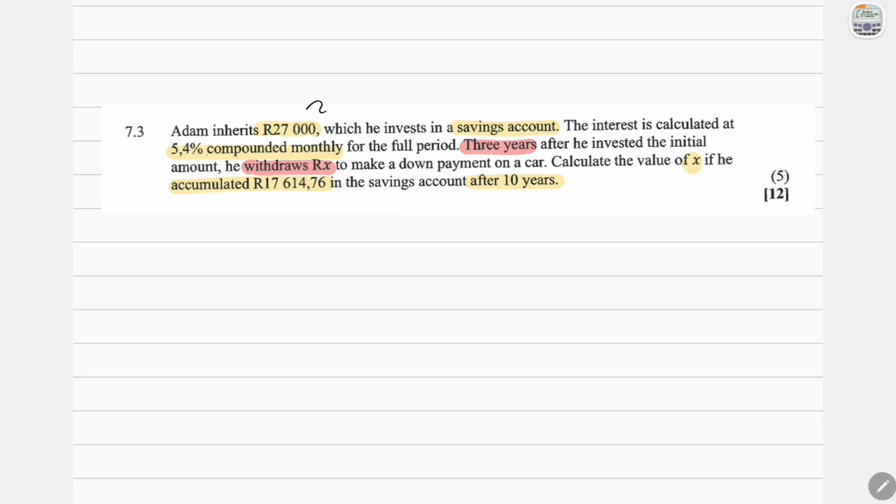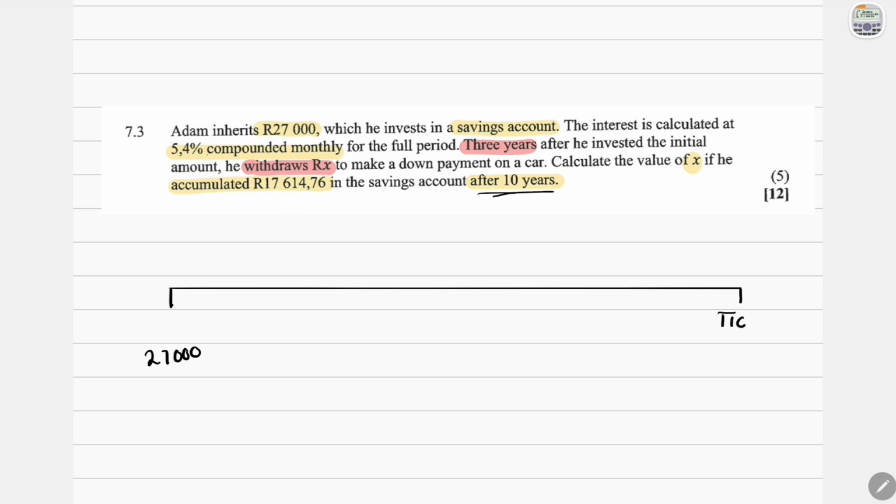There's one amount, 27,000, which he inherits. And then he gets this amount and he invests it, right? Then we know that this savings account lasts for 10 years, because they told us after 10 years he has this amount. So at T10, he has 17,614.76. We also know the interest is 0.054 compounded monthly, so over 12.